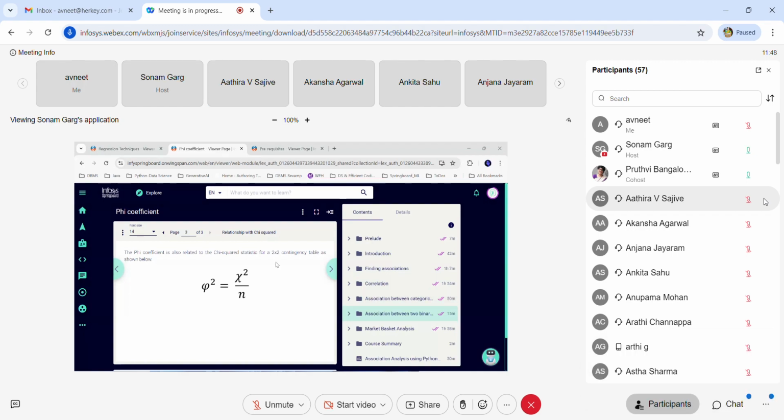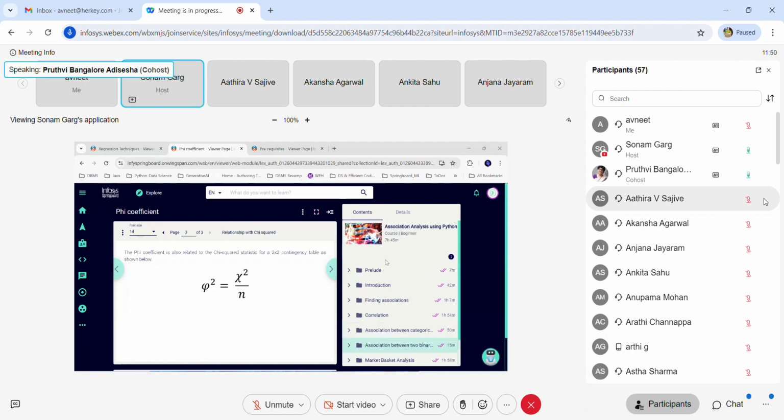Yes, Sonam. This is the same course, Association Analysis using Python, which we covered in the last session. And there we talked about how we can find correlations between the variables, because understanding the relationship between the data is important to identify whether one variable can be responsible for, or can be predicted using, another independent variable.